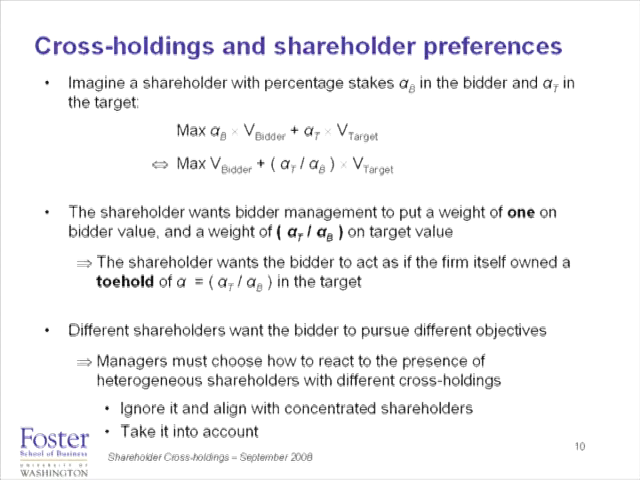Now the rub is that every shareholder has different alpha T's and alpha B's, and so they don't have the same preference, they don't have the same weighting, and so managers have to choose how to behave in the presence of these different cross holdings. And so they could ignore it and simply align themselves with the concentrated shareholders who have essentially 0 or low cross holdings, or they could take it into account.